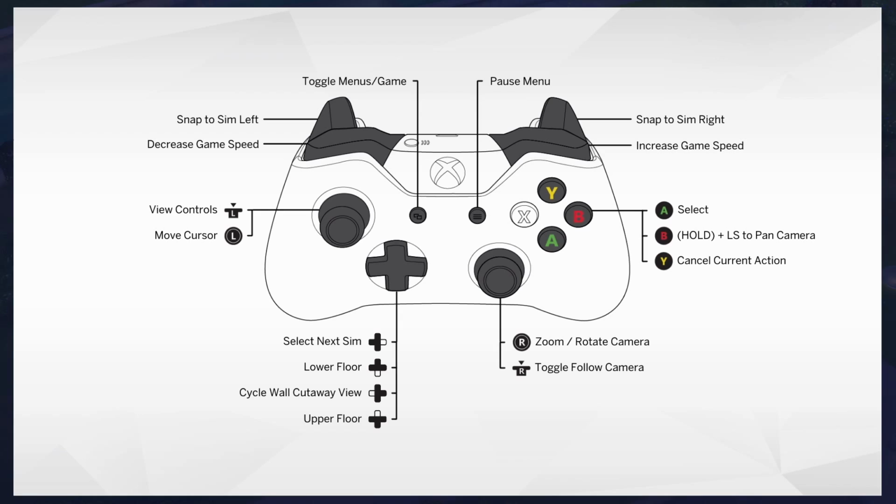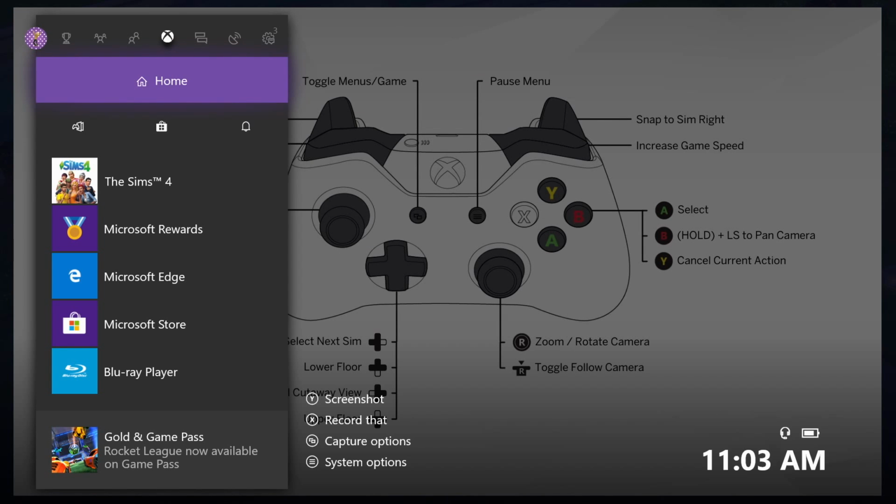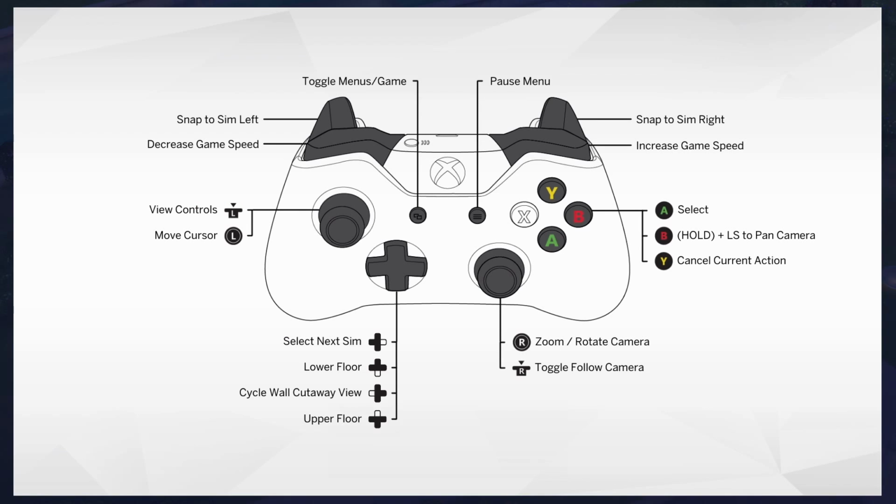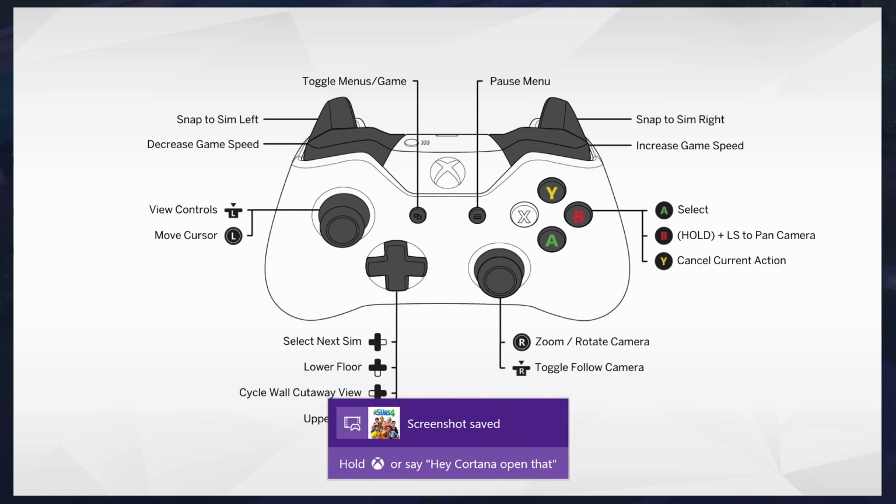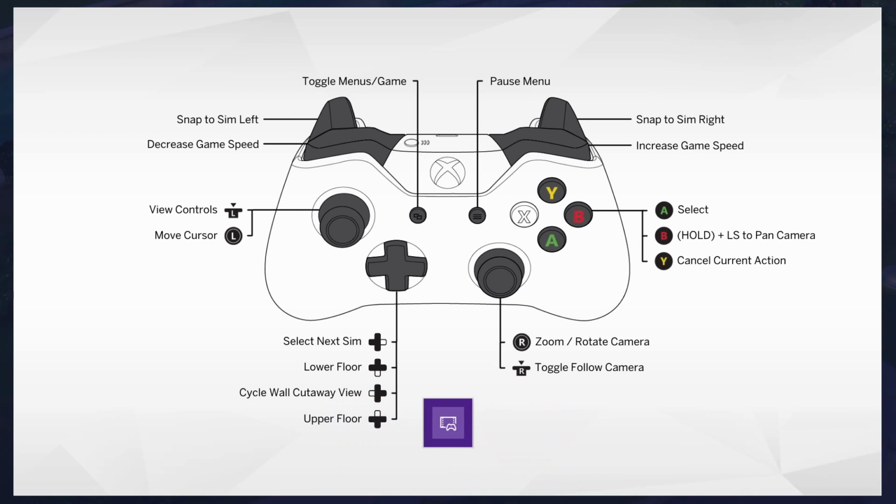However, I will tell you one thing that I learned: if you want to take a screenshot, you hold the Xbox and the X buttons like so to bring up this screen where you can then hit Y to take the screenshot. So there is that. And I'm going to talk a little more about screenshots when we get back to the live view as well.